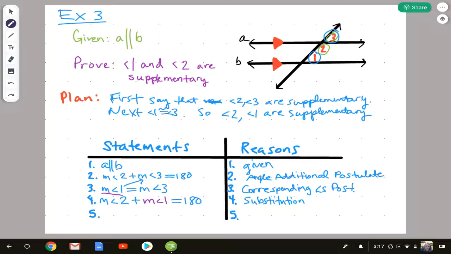Okay, now I have measure of angle 2 plus measure of angle 1 equals 180. What I'm hoping is to write down what the statement is that I was trying to prove, which is angle 1 and angle 2 are supplementary. I can do that because measure of angle 2 plus measure of angle 1 equals 180 is the definition of supplementary.